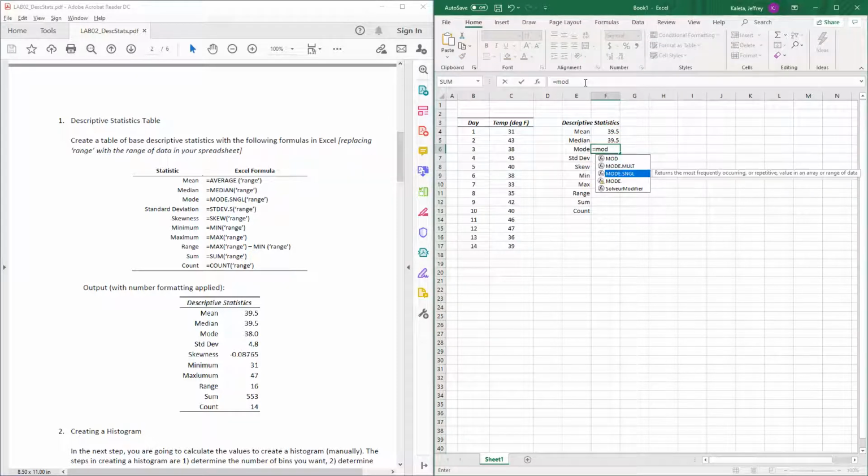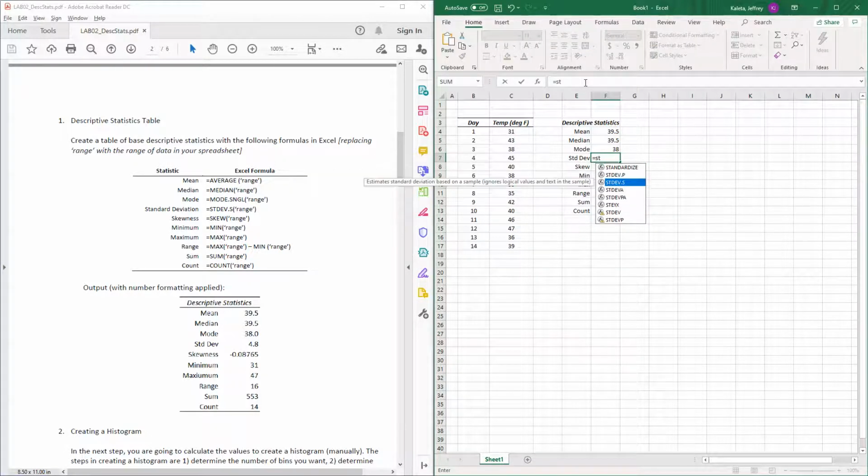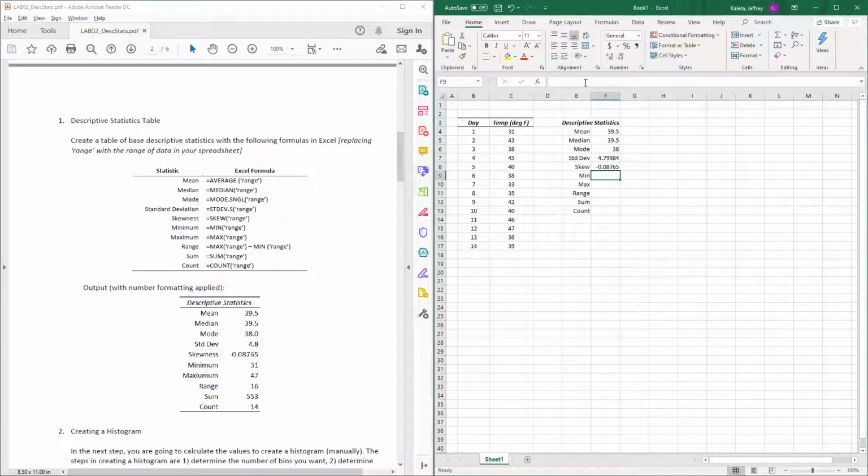Now here I'm going to want to use mode single, because I'm assuming there's one mode in this particular data set. And I want the standard deviation of the sample, because this is a sample of data. Okay, I want the skewness. All right, and I'm going to use the first one, not P, because P would imply population. And that equals the minimum of the same range, equals the max of the same range.